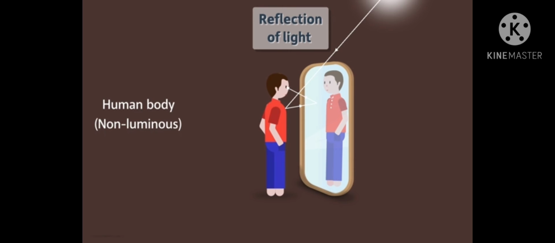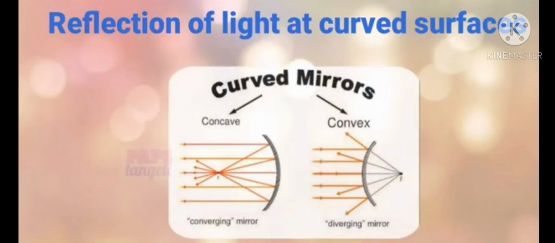This is explained for your understanding only. These are the basics of reflection of light. Till now we learned about the basics of reflection of light. Now we can go into our topic. Our topic is reflection of light at curved surfaces.